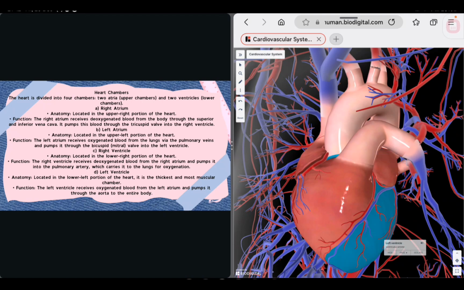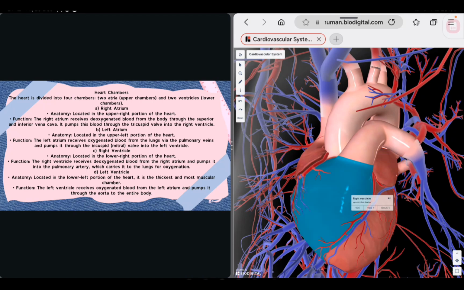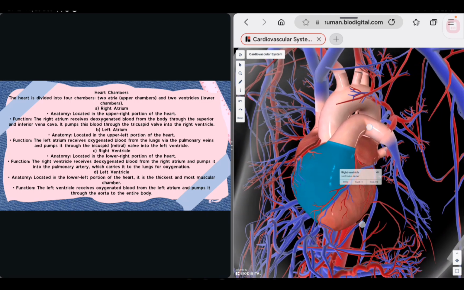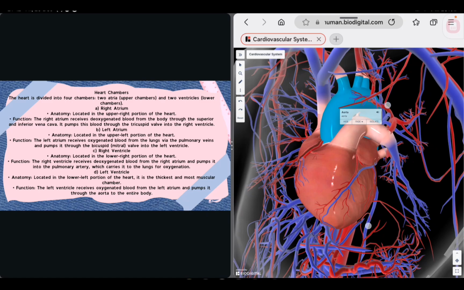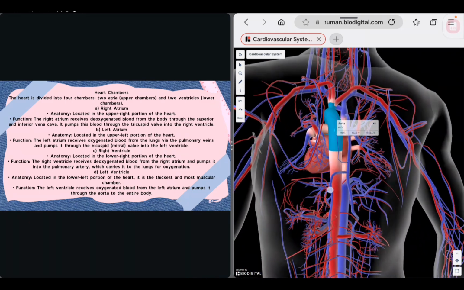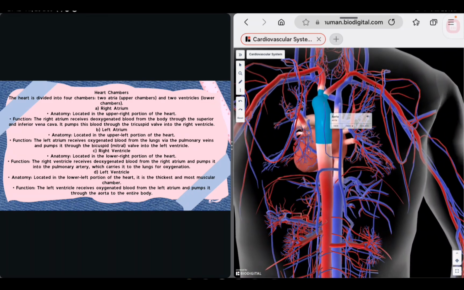Right ventricle receives deoxygenated blood from the right atrium and pumps it to the pulmonary artery, which carries it to the lung for oxygenation. The left ventricle receives oxygenated blood from the left atrium and pumps it through the aorta to the entire body. So you can see here the arch of aorta and throughout the body, descending thoracic aorta.